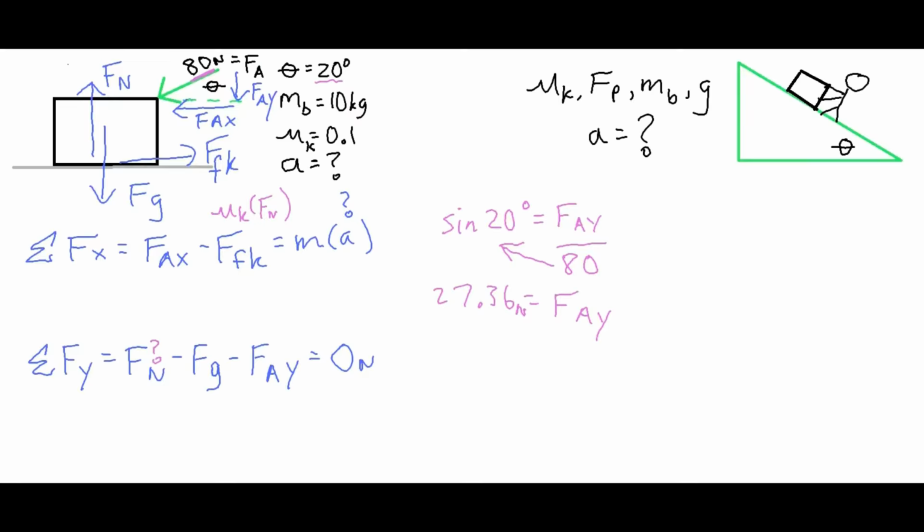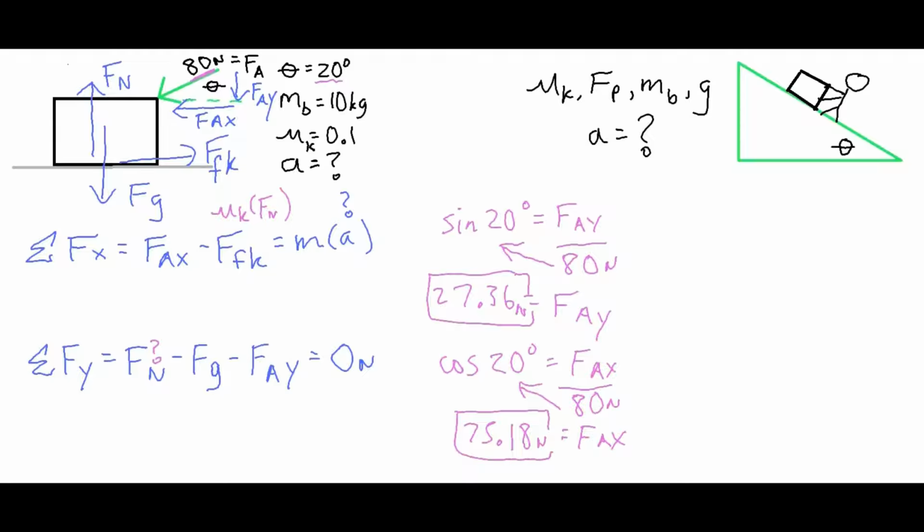Similarly, for my x, I want the adjacent side to my theta. That one I'm going to use cosine of 20 degrees, and that's equal to my FAX over the hypotenuse as well. I know the hypotenuse is that 80 newton force that they originally gave me. Same thing, multiply both sides by 80. 80 times cosine of 20 is going to give me 75.18 newtons. All right, so that's a bunch of useful stuff that I'm definitely going to need. This force right over here and this one over here.